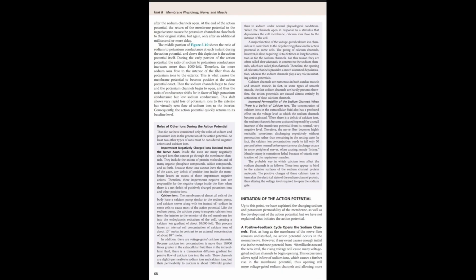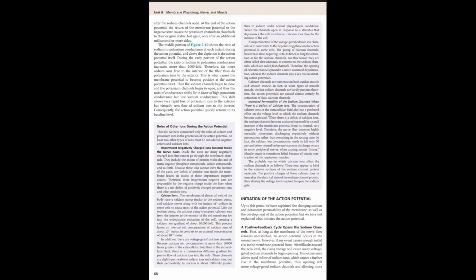The next important thing you need to know is this blue box, the role of other ions during the action potential. The heading impermanent negatively charged ions, anions, inside the nerve axon. Inside the axon are many negatively charged ions that cannot go through the membrane channels. They include the anions of protein molecules and many organic phosphate compounds, sulfate compounds. Because these ions cannot leave the interior of the axon, any deficit of positive ions inside the membrane leaves an excess of these negative anions. Therefore, these negative anions are responsible for the negative charge inside the fiber when there is a net deficit of positively charged potassium ion and other positive ions.